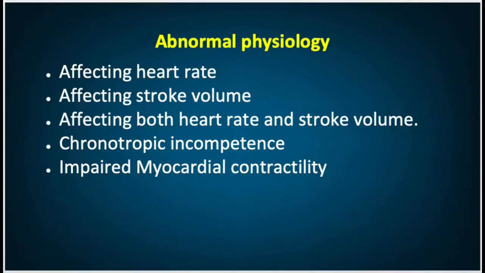Abnormal physiology. A large segment of the pacing population has cardiac disease or other comorbidities that affect cardiac performance. These conditions can be characterized as those affecting heart rate, those affecting stroke volume, and those affecting both.